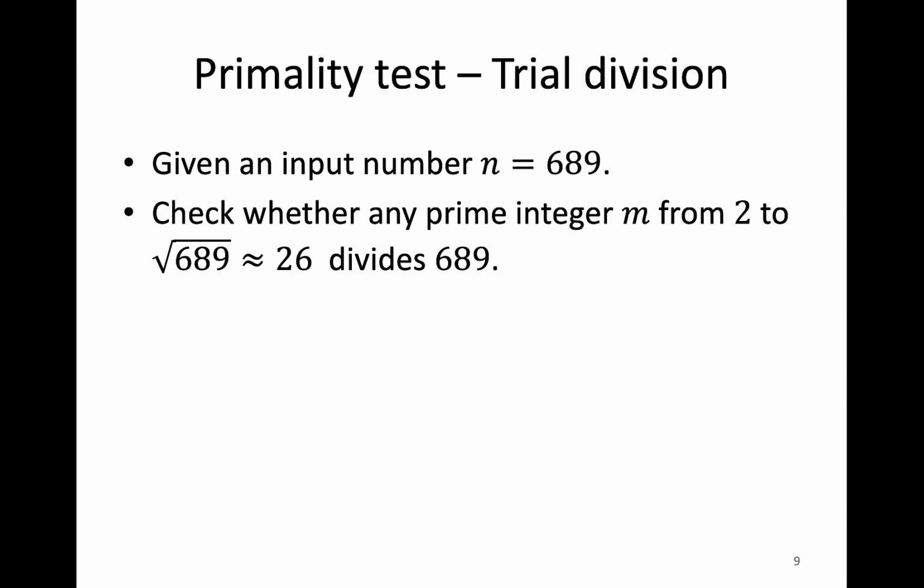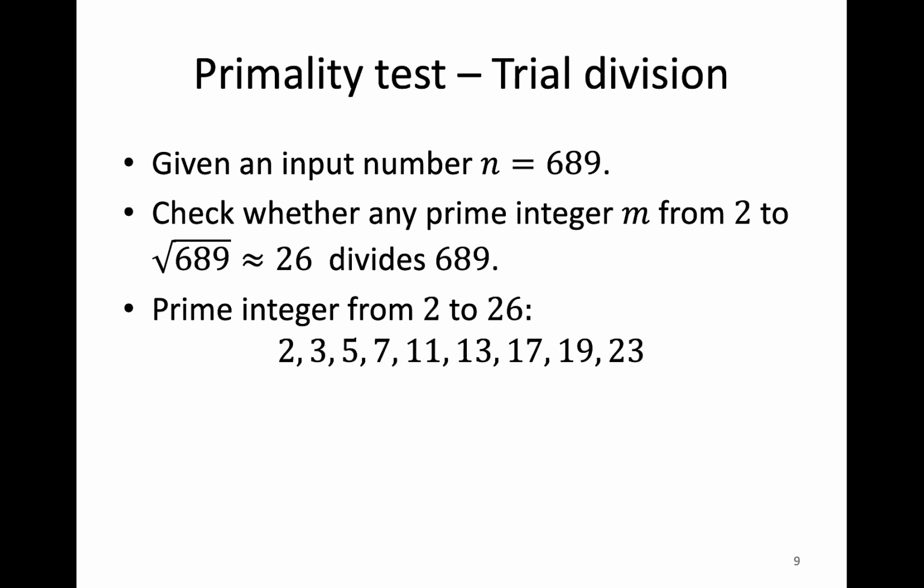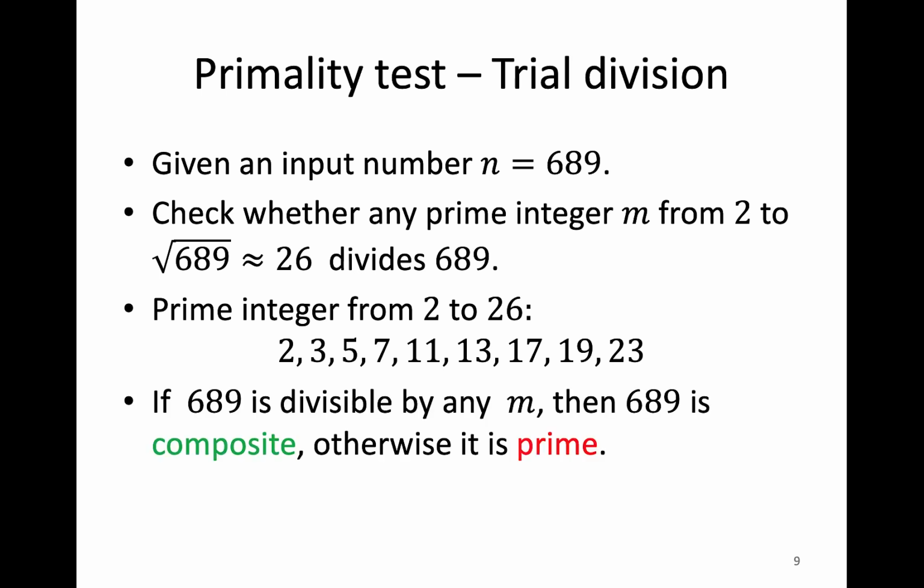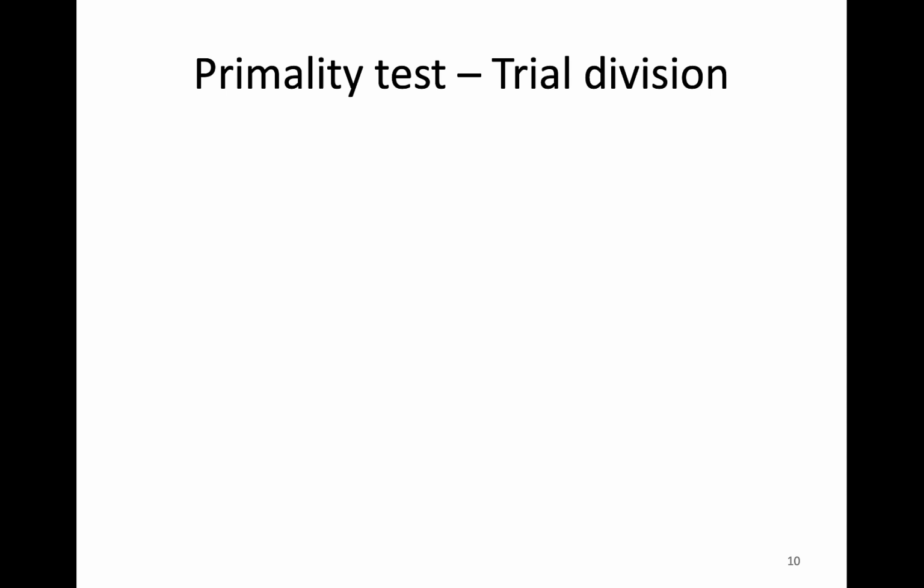have to check whether the prime numbers from 2 to square root of 689, which is 26, divide 689. So the prime numbers from 2 to 26 include 2, 3, 5, 7, 11, 13, 17, 19, 23. And then I use 689 to divide by all these numbers. So if 689 is divisible by any of these numbers, then it is composite. Otherwise, it is prime. It seems like it makes more sense to check from 2 to n-1 rather than from 2 to square root of n.